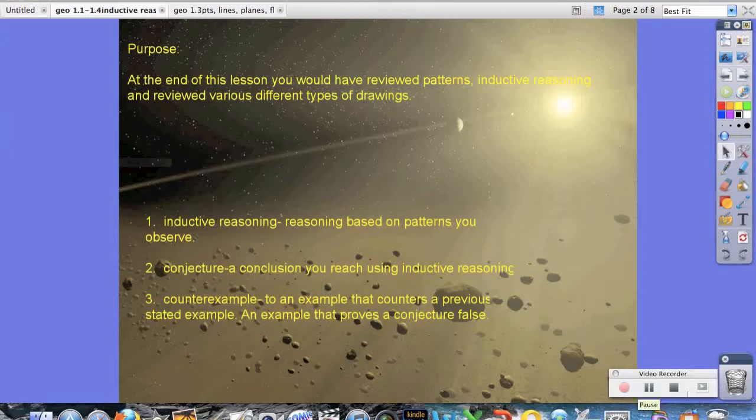Last one is counterexample. A counterexample is an example that counters a previously stated example, so it proves it false. For example, if I were to say it's raining outside, your counterexample would be it couldn't be, because the ground is dry.